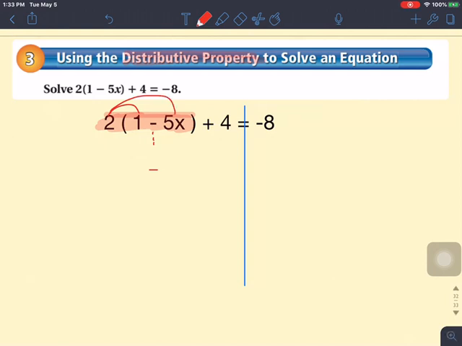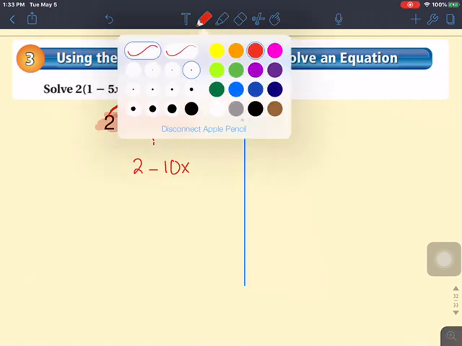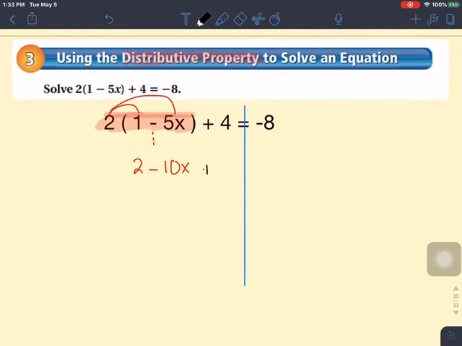And so we should have 2 numbers. So 2 times 1 is 2. That goes right underneath there. And 2 times 5x is 10x. All right? And then we're going to copy down what's left, or what we didn't do. So we have simplified. We have used the distributive property to multiply 2 times 1 minus 5x, or the quantity of 1 minus 5x. And that's what we have now. We have 2 minus 10x, plus 4 equals negative 8.